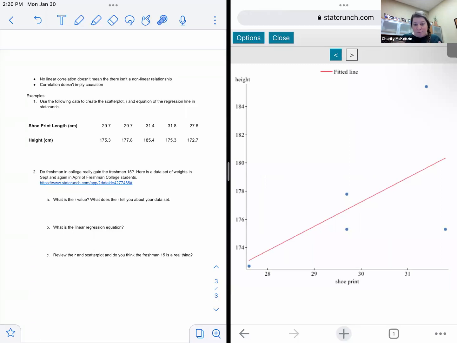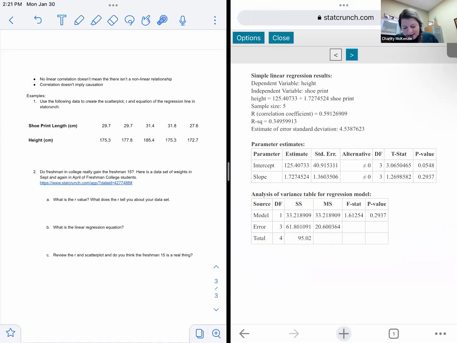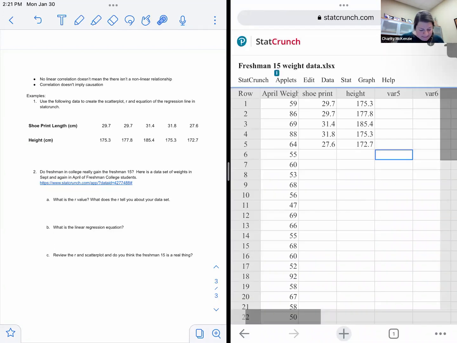So it shows shoe print and height. Those are my 5 dots. They sort of form a line, but you can see that it's not that great of a line. Okay, so I can bounce between these two up here always. So one place, the regression under stats, simple linear, gets me everything I could be asked about a regression from StatCrunch.